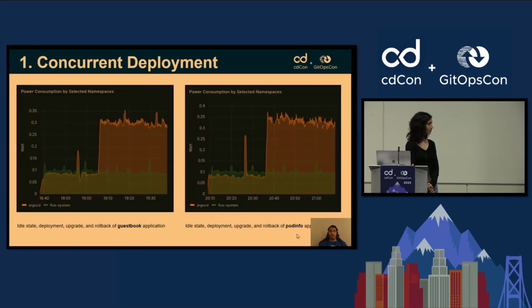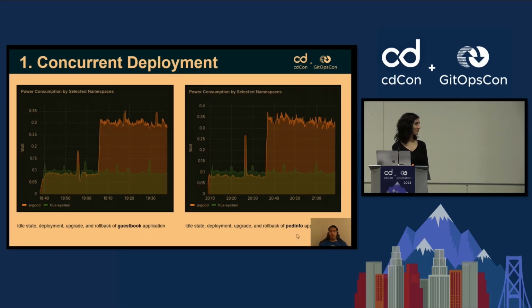The power consumption in the Flux namespace remained relatively consistent throughout the hour, hovering around 0.1 watt. However, there were periodic spikes observed approximately every 10 minutes or so, which could potentially be attributed to Flux internal operations, such as synchronizing with the Git repository or checking for changes in the application's configuration.